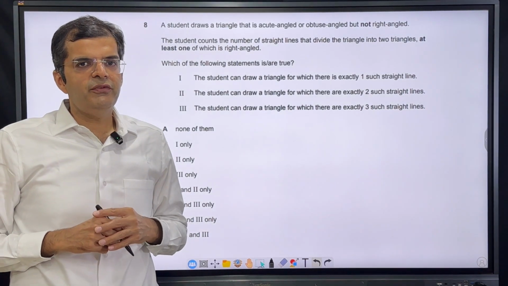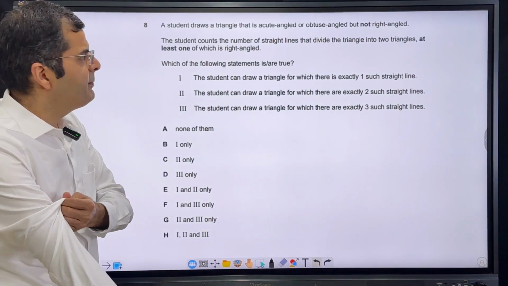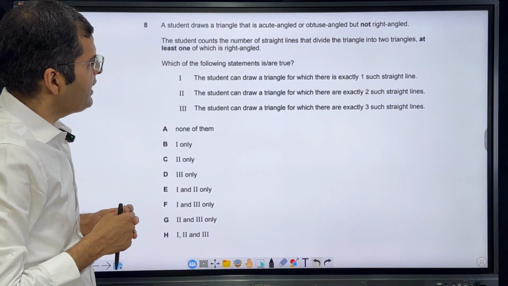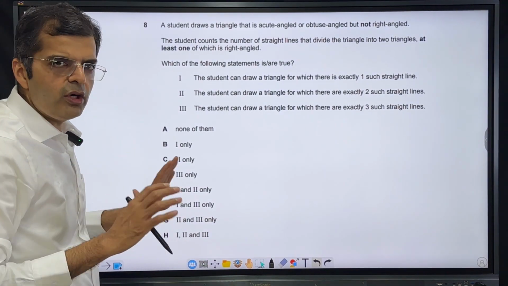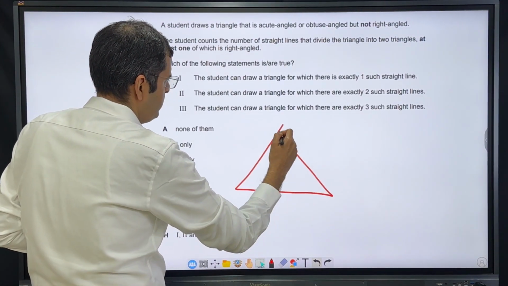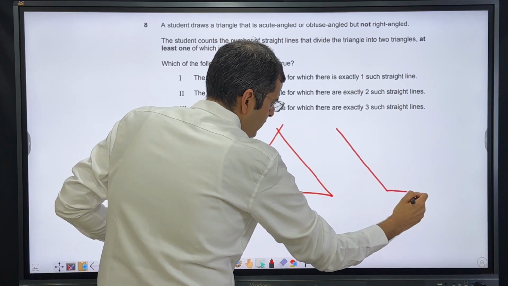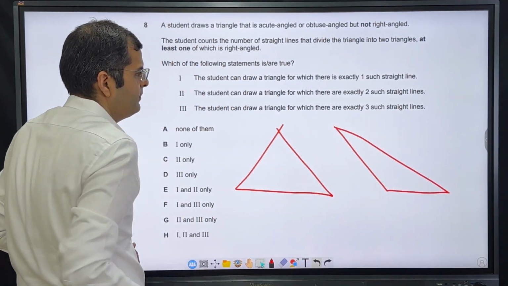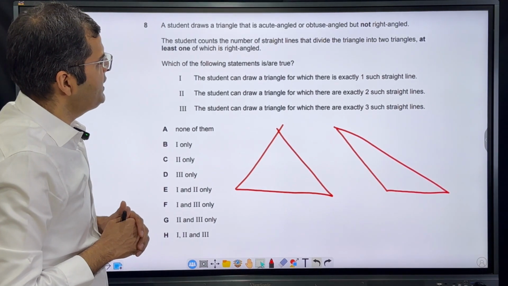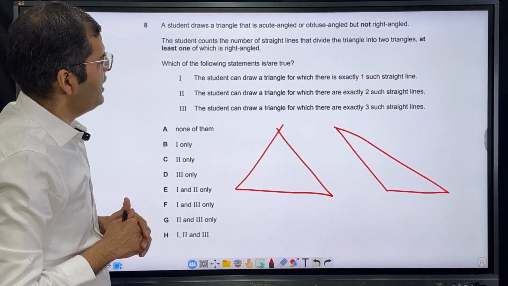This is the 8th question of TMUA 2023 exam, paper 2. The question says a student draws a triangle that is acute angled or obtuse angled but not right angled. Okay, so let me draw either an acute angle or an obtuse angle, but not both. The student counts the number of straight lines that divide the triangle into two triangles.